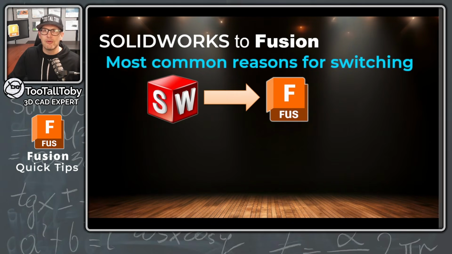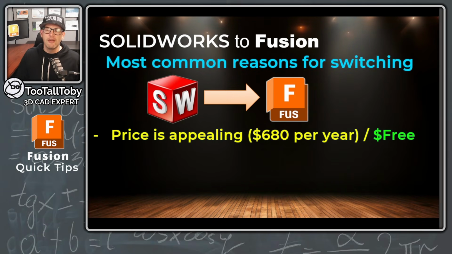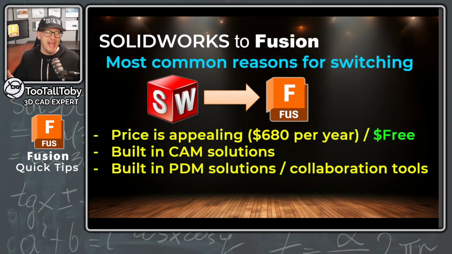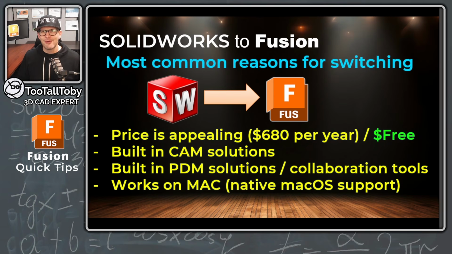And there are a lot of really good reasons to consider checking out Fusion. Some of the most common reasons we hear are that the price is very appealing, $680 per year, and they have a totally free offering for users who are just getting started. There are some really strong CAM solutions built right into Fusion. Fusion is a very agile solution. It's got built-in PDM tools, and it's got some really good built-in collaboration tools. And finally, Fusion works on Mac. It's got native Mac OS support, and there are a lot of CAD users out there who this is all they care about. They just want a CAD system that works on Mac, and Fusion does that.